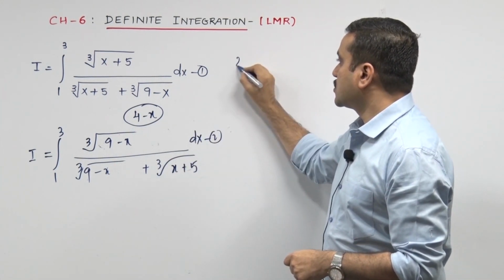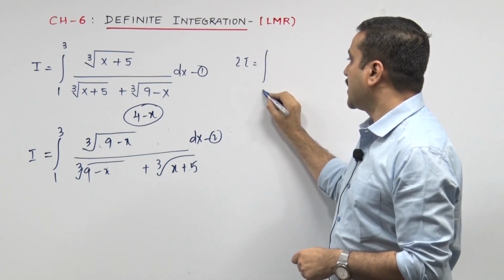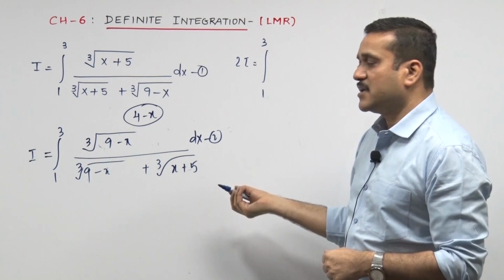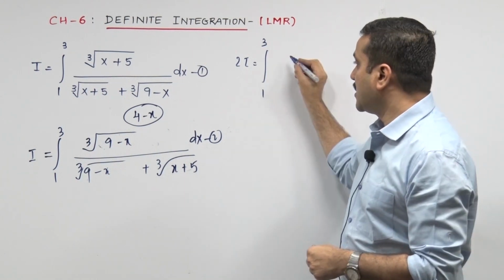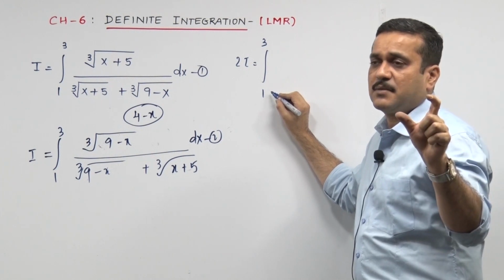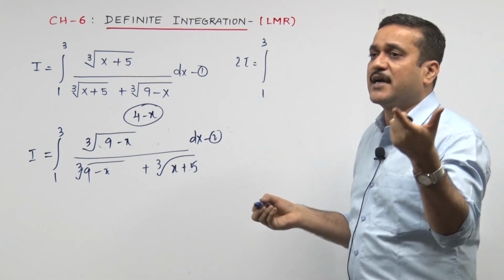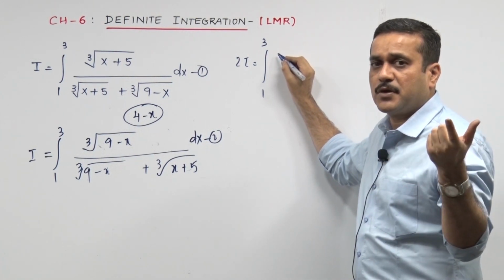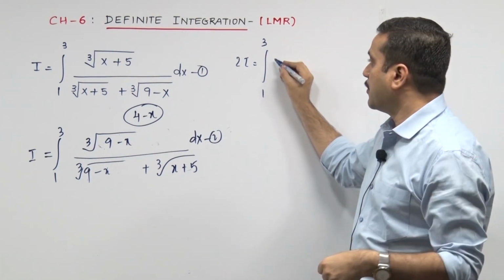1 plus 2 goes 2i is equal to integrate 1 to 3, sorry. The denominators are same, so we just need to add the numerators. Does it sound logical? Yes. If the denominators are same, the effort needed is just to add the numerators: a upon 2 plus b upon 2. Finally, you write a plus b upon 2.